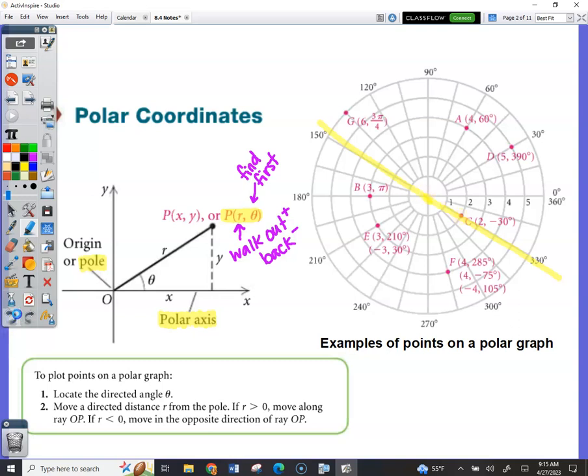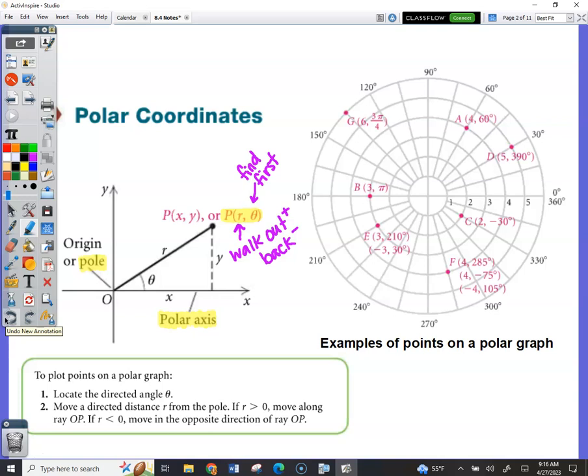Let's do D. 5 comma 390. 390 means I'm rotating all the way and then what? 30, right? So my spinner would rotate all the way, which is irrelevant, and then it would land at 30. It's 5, so you would count toward the direction that your spinner would land because it's positive. 1, 2, 3, 4, 5. It's so simple, it's almost challenging because you're just not used to polar coordinates. And I'll be honest, this is probably the only time you're going to see this.